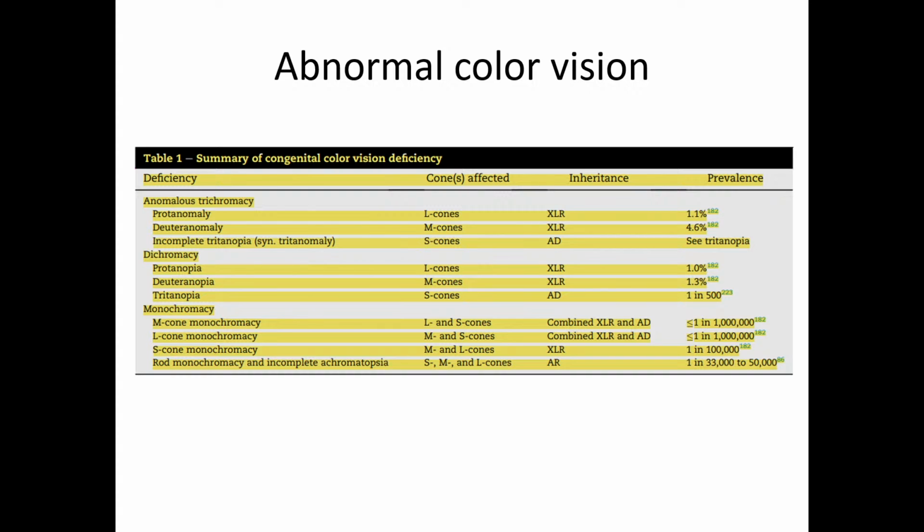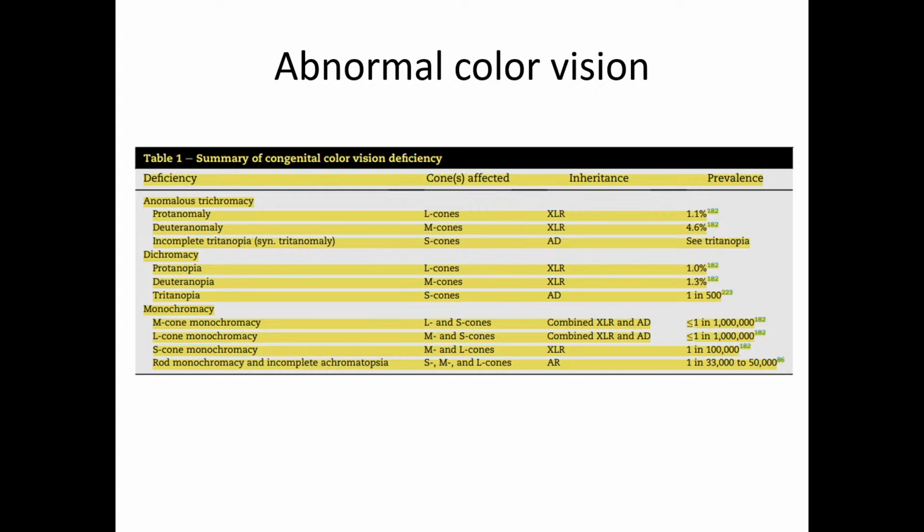Anomaly is where the patient will be able to perceive all the three colors, but one color will be deficient. He will not be able to see red as red. He will see red as some other color. That is anomaly. Protanomaly, where the L cone is affected, deuteranomaly, where the green cone is affected. See, LMS, red, green and blue. And tritanomaly, where the blue cone is affected.